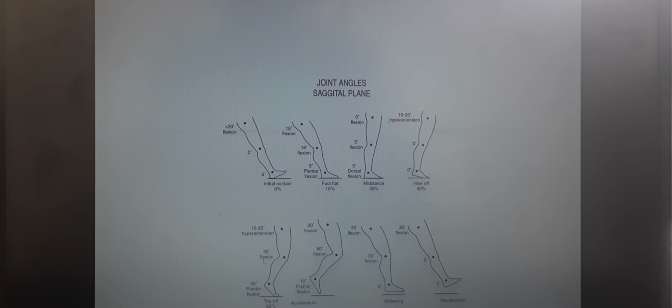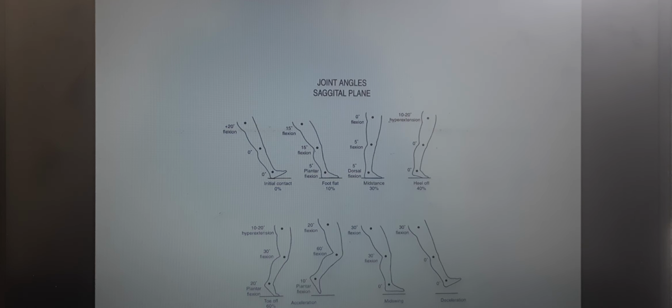During the toe off stage, there is a continuation of the hyperextension of the hip joint, but here there is increased flexion at the knee joint, around 30 degrees. Coming to the ankle joint, there is increasing plantar flexion up to 20 degrees. These are the toe off stages. Next, coming to the acceleration phase, mid swing phase and deceleration phase.